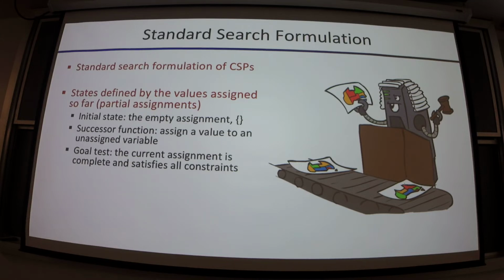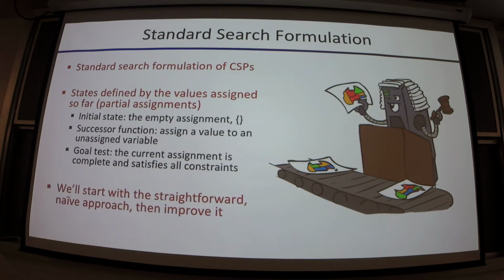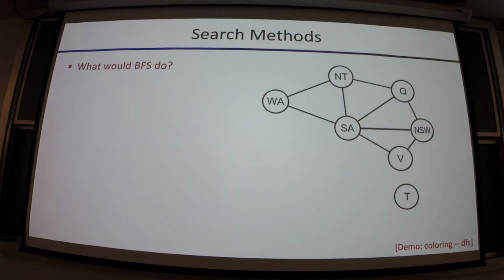That's just search. This looks exactly like what we were doing last week. So we can apply some of the algorithms that we talked about last week. We're going to start with the straightforward, naive approaches, and we'll improve them based on CSP-specific things. What was the best uninformed search that we had last week, generally? BFS, right? That seemed to work the best.